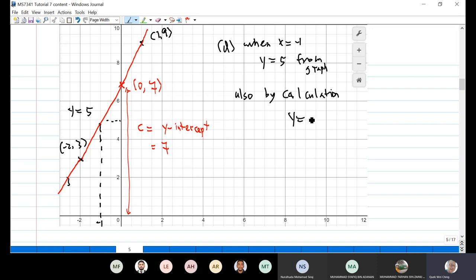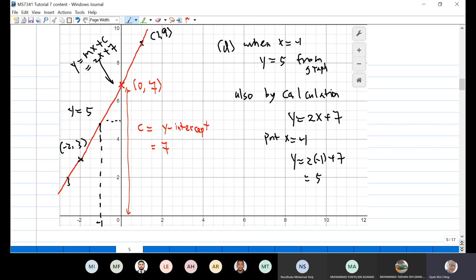If you're not sure, use calculation. y equal to 2x plus 7, the equation online, we find out that y equal to mx plus c, which is equal to 2x plus 7. So you put x equal to minus 1 here, then y equal to 2 times minus 1 plus 7, you get 5. The same answer as you get from the graph. So this is how you answer question 1.